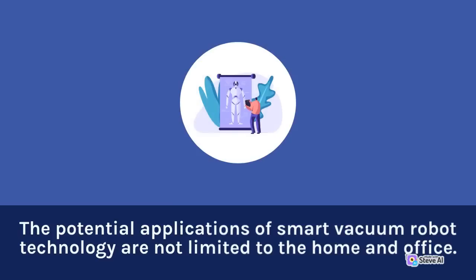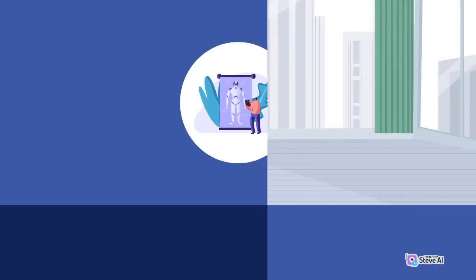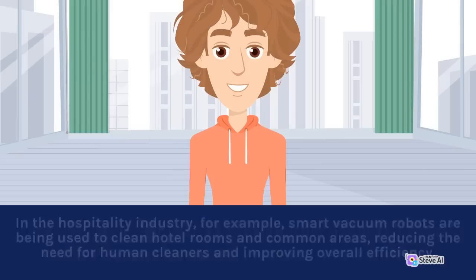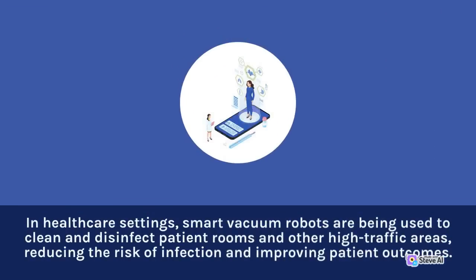The potential applications of smart vacuum robot technology are not limited to the home and office. In the hospitality industry, for example, smart vacuum robots are being used to clean hotel rooms and common areas, reducing the need for human cleaners and improving overall efficiency. In healthcare settings, smart vacuum robots are being used to clean and disinfect patient rooms and other high-traffic areas, reducing the risk of infection and improving patient outcomes.